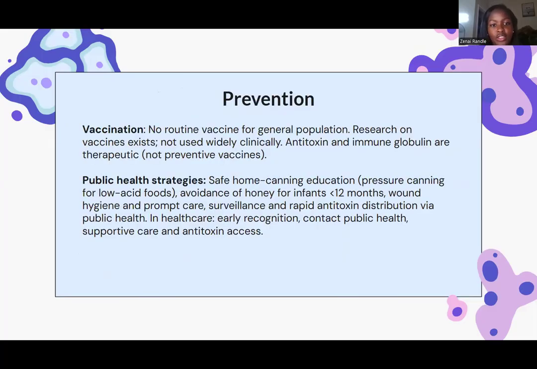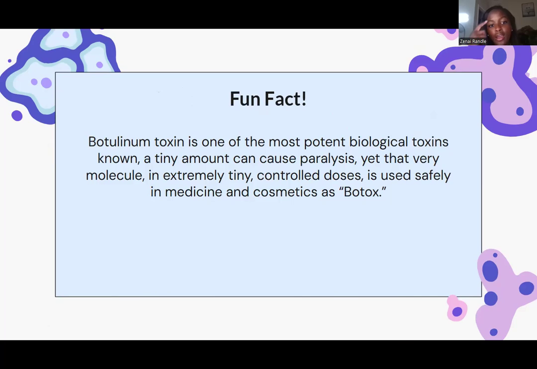Some preventions: there are no vaccinations that are routinely used or widely used. And then safe home canning is used, avoidance of honey for infants, early recognition, and supportive care. And then a fun fact is that botulinum toxin is potent and it causes paralysis, yet tiny amounts are used in Botox.